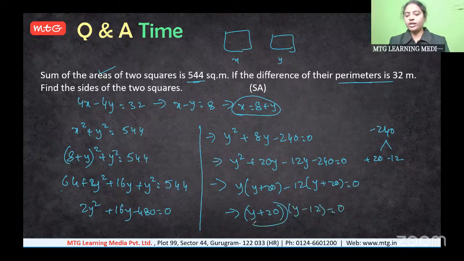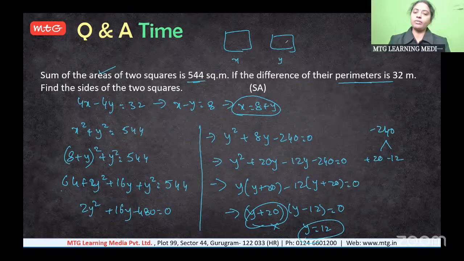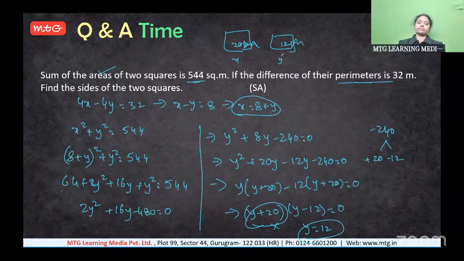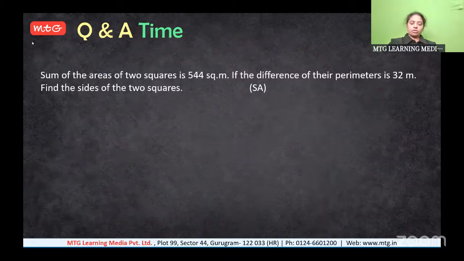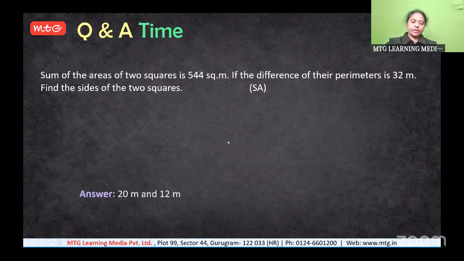So y plus 20 is going to give me a negative value, so I ignore it. y is equal to 12 because it is a side of the square. When y is equal to 12, automatically the other side of the square is plus 8, so 20. So 20 meters and 12 meters are the sides of the two squares. This is how I solve this. Okay. So yes, all the chat box answers were right. The answer for this is 20 and 12.